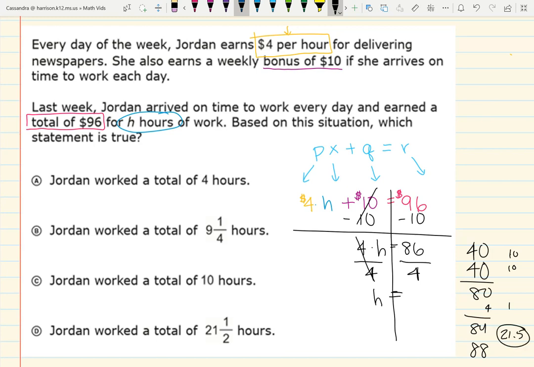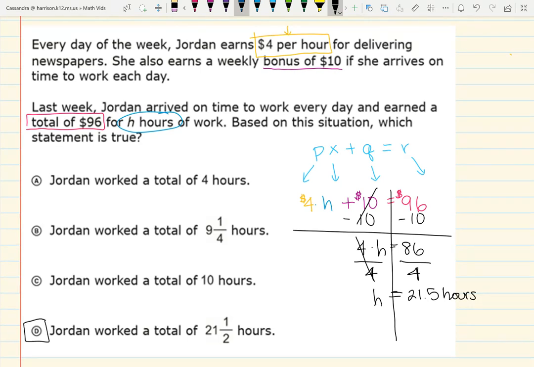I don't have a calculator out with me right now, but you would just go on your calculator, 86 divided by 4. I'm sure you will get 21.5. Okay, let me erase that. 21.5, and H is hours, so this is 21.5 hours, all right? That obviously tells me that the answer is D. Let me explain to you a couple of these distractors, okay? Because these aren't just random numbers, 4, 9 1/4, and 10 that they picked. Some of them are very strategically put, okay?